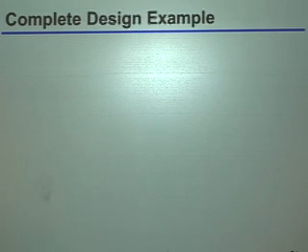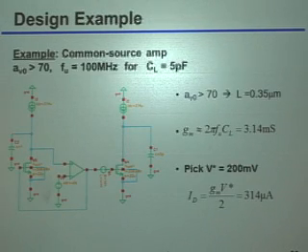Okay, so with that, let's quickly walk through a more complete design example. Okay, because now we really know not just how to get that bias current right, but we also know how to get the gain and therefore the bandwidth right as well. So again, I'm just going to come up with some arbitrary specifications here. I'm going to say the gain is greater than 70, bandwidth is 100 megahertz, and the load cap is 5 picofarads.